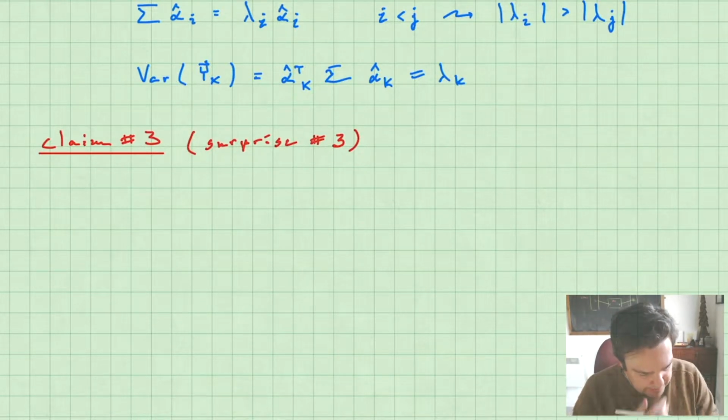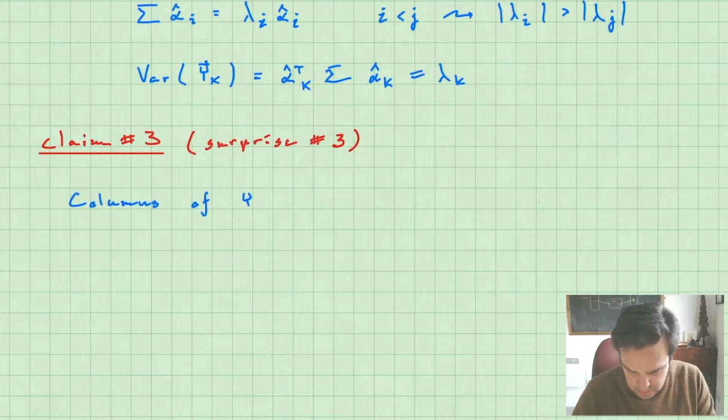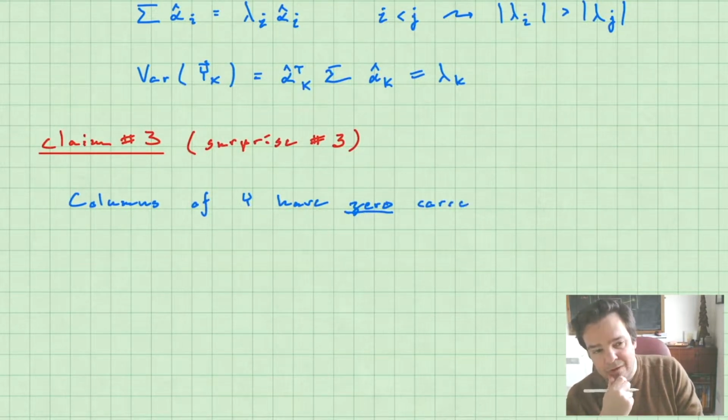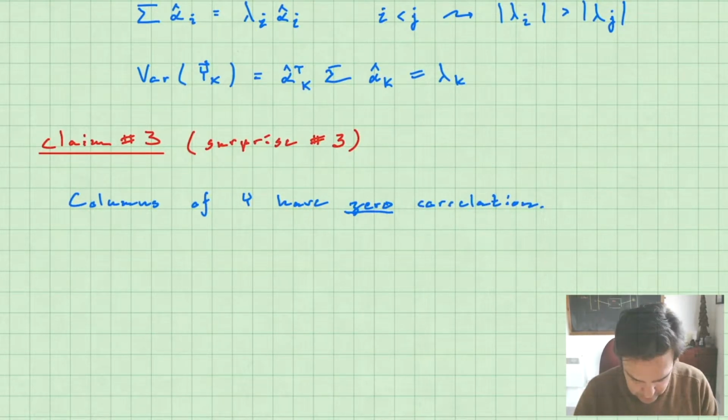Okay, so here's the claim. The columns of Y have 0 correlation. In other words, the columns of Y are independent. Okay, so let's look at a proof. This proof is relatively easy.